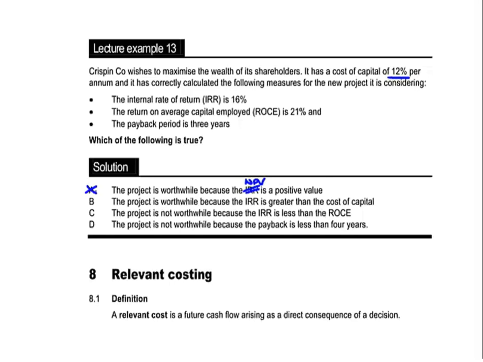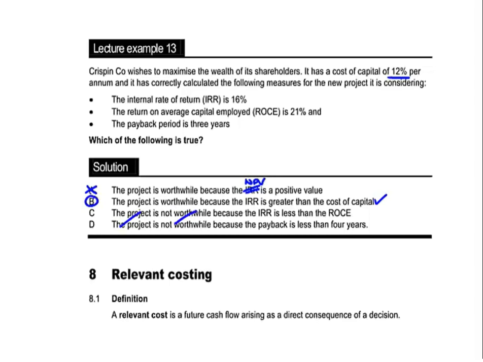The project is worthwhile because the IRR is greater than the cost of capital. Well, actually, that one is true because the IRR is 16%. That is the cost of capital at which the NPV would be 0. We want to accept projects with a positive NPV and the NPV would be positive at 12%. So the project is worthwhile. The next two statements say that the project isn't, so the answer must be B.